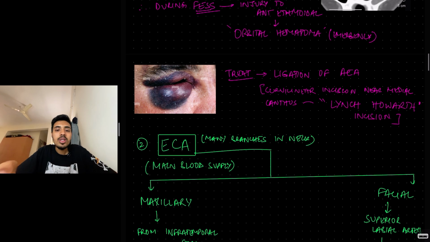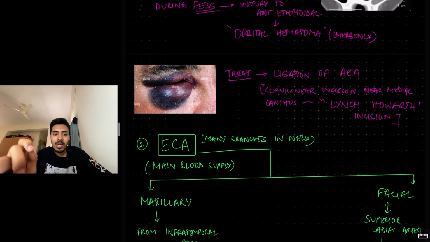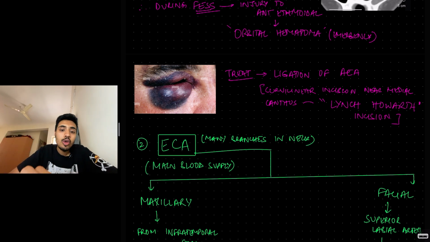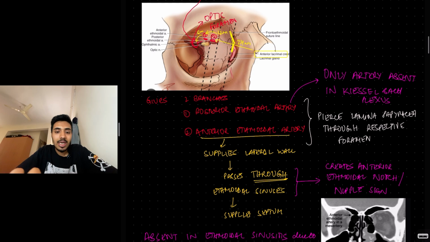So what we do is we give a curvilinear incision near the medial canthus. This curvilinear incision is known as Lynch-Howarth incision, and then we drain the blood that has accumulated in the orbit, and then we ligate the anterior ethmoidal artery. How do we ligate it? At the anterior ethmoidal foramen through the Lynch incision. So we drain all the blood and then ligate the anterior ethmoidal artery to prevent more blood from accumulating. So this is one thing about the anterior ethmoidal artery.